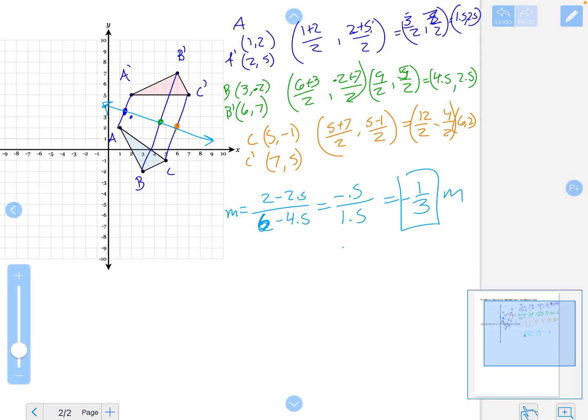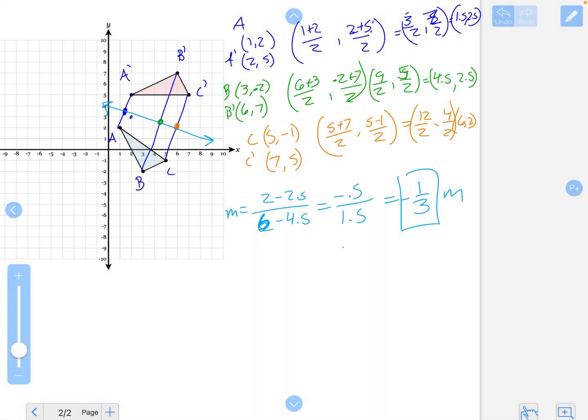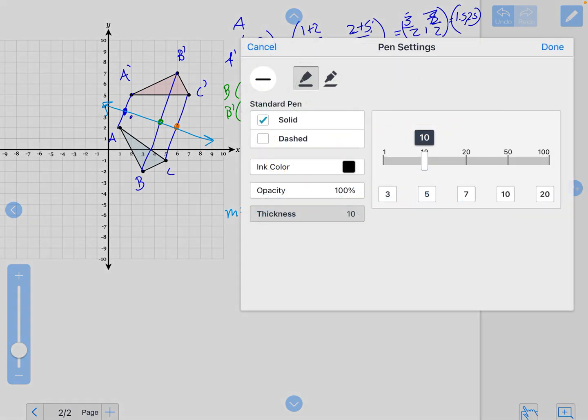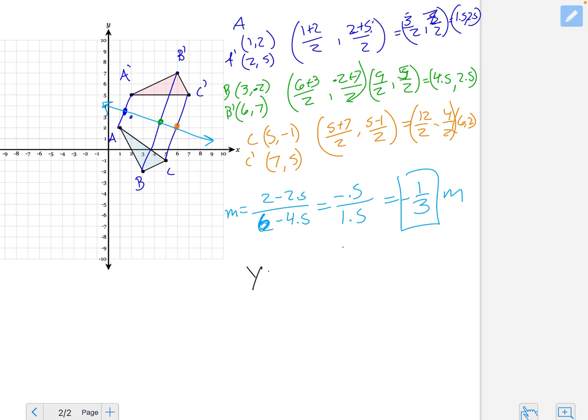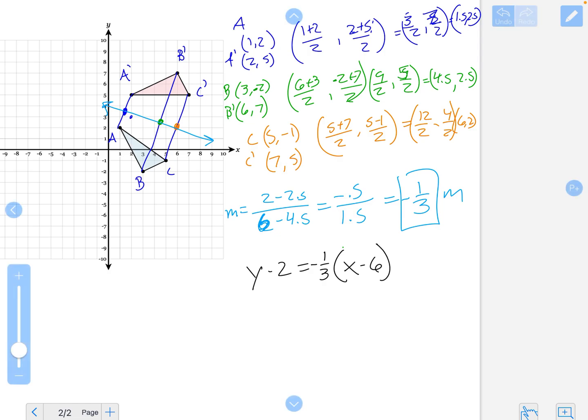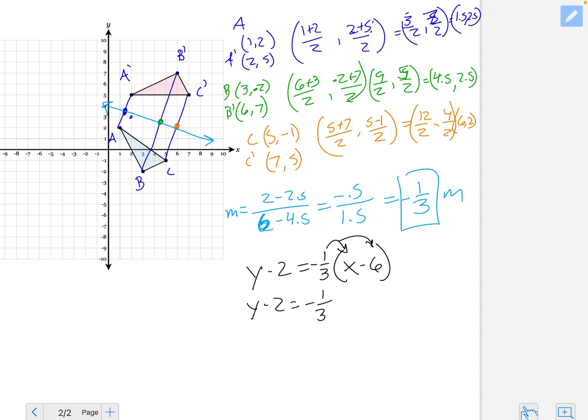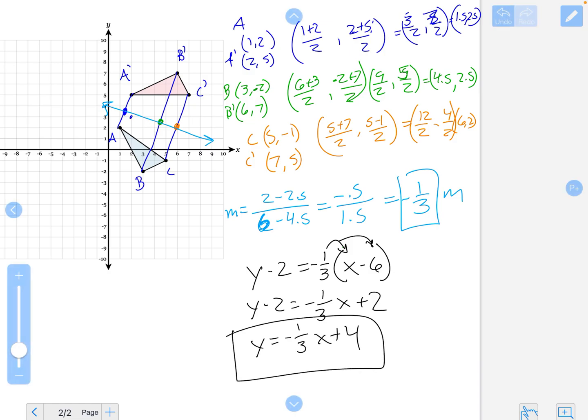And now I need to put my line into point slope form. So y minus, again, I like easy points, so I'm going to do point C. So y minus 2 equals a negative 1/3 x minus 6. So y minus 2, I need to distribute, negative 1/3 x. My negatives are going to cancel. 6 divided by 3, so it's going to be a positive 2. I'm going to add 2 to the other side, so y equals negative 1/3 x plus 4. So that should be my equation of the line.